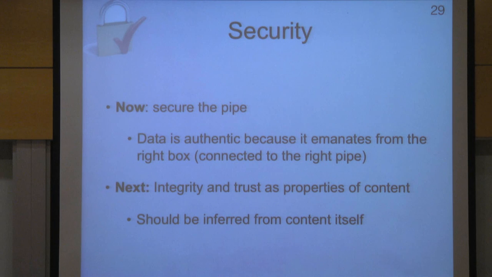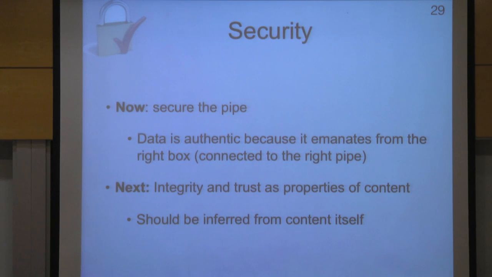Well, again, today we secure the pipe due to the features of the current internet. Data is considered authentic, correct, whatever, because it emanates from the right place, right? It comes out of the right pipe, whether it's an IPsec tunnel or an SSL/TLS tunnel. Now, in this new imagined world of content, security and trust become properties of the content, not the place that stores or serves that content. If you recall the picture from a couple of slides ago, the router may store the content, but it doesn't produce it. Just because the router serves the content doesn't mean it had anything to do with producing that content.